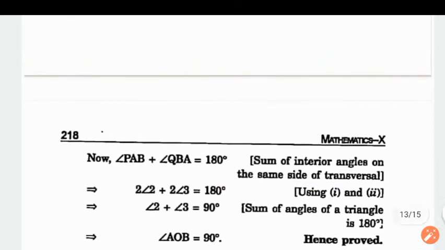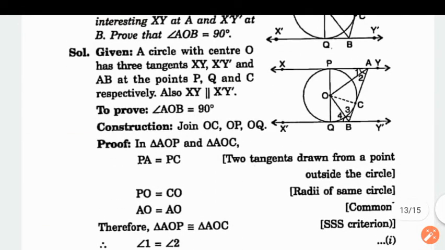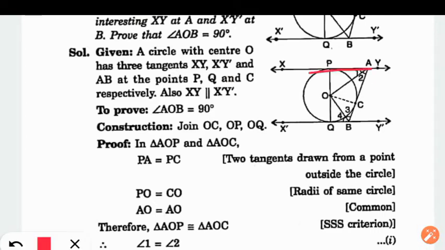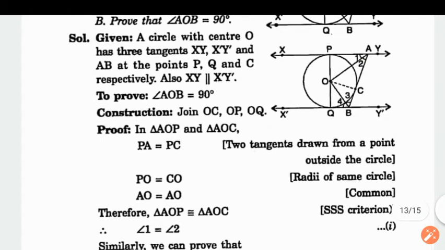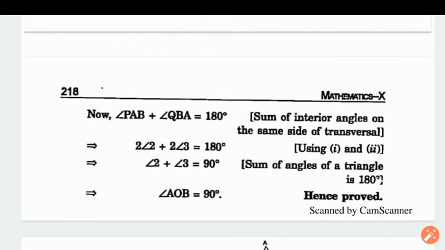Now angle PAB, see the figure, this full angle PAB. Here we have already proved that angle 1 is equal to angle 2. So in place of angle PAB, can we write twice of angle 1 or twice of angle 2? So twice of angle 2 plus similarly twice of angle 3 is 180 degrees. So angle 2 plus angle 3 is 90 degrees.